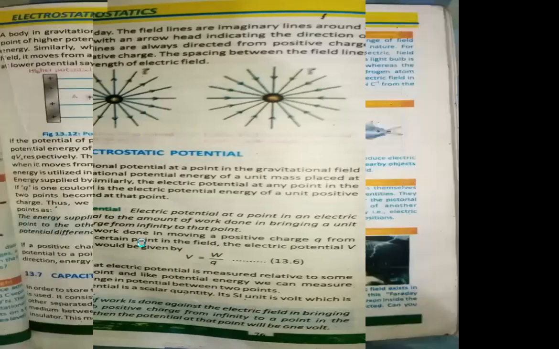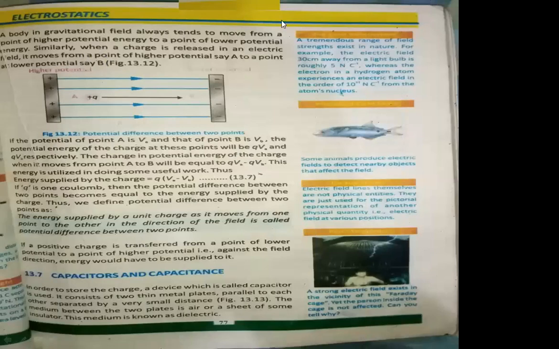Now I'm moving towards the next topic, which is on page number 77. Please open page number 77. In figure 13.12, this is the higher potential and this is the lower potential. This is point A and this is point B. So we have two points, A and B, one at high potential and one at lower potential.